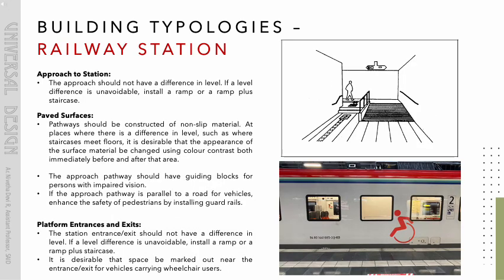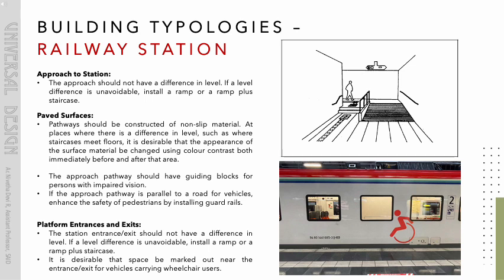Railway station. Approach to station. The approach should not have a difference in level. If a level difference is unavoidable, install a ramp or a ramp plus staircase. Paved surfaces. Pathways should be constructed of non-slip material.